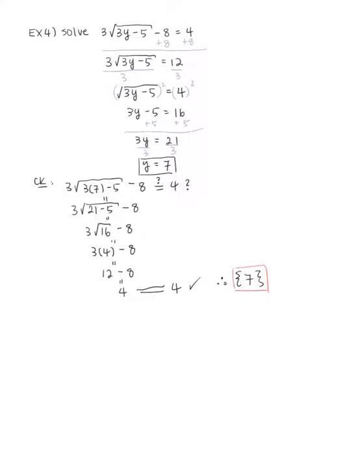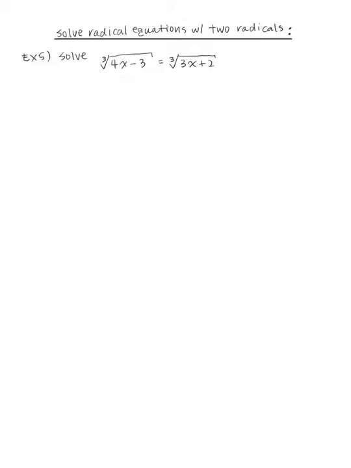I feel that you're getting a little bit comfortable with solving radical equations with one radical. So let's take a look at what's going to happen if we're given 2 radicals in one equation. Let's take a look at example 5. Solve the cube root of 4x minus 3 equals the cube root of 3x plus 2. Notice that this is an equation involving 2 radicals. So pretty much all you have to do is isolate one radical on one side and then follow the same procedure as we did before.